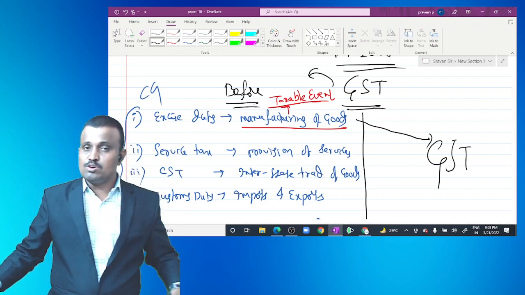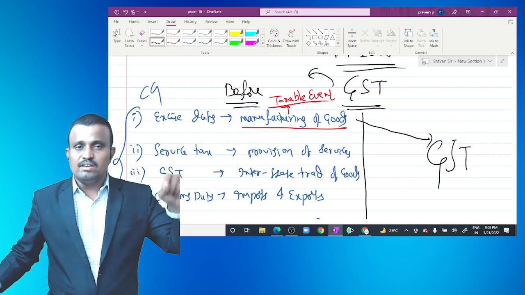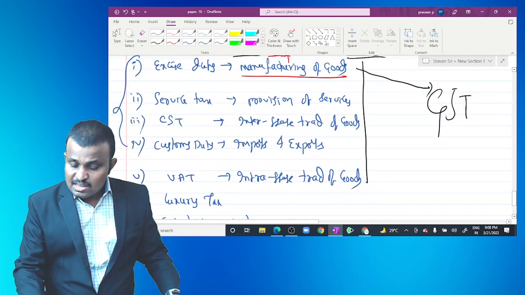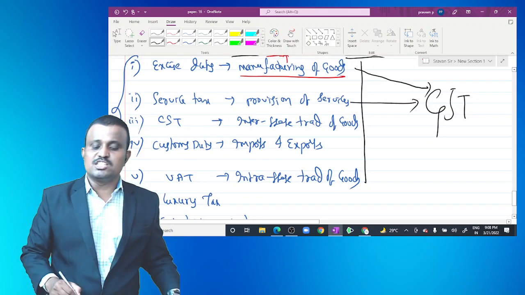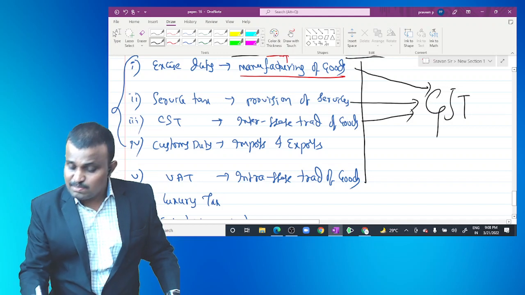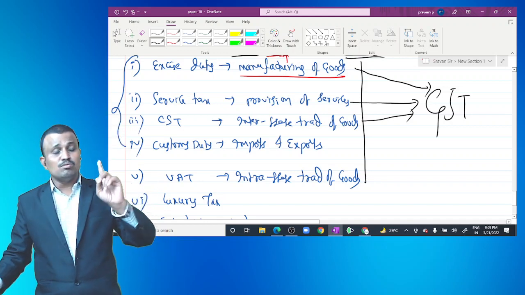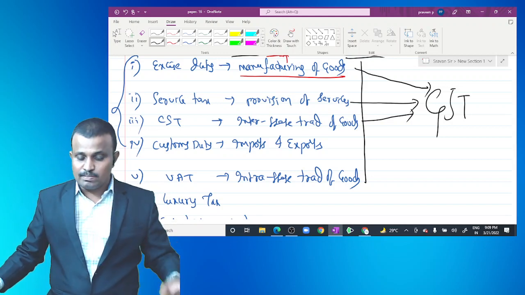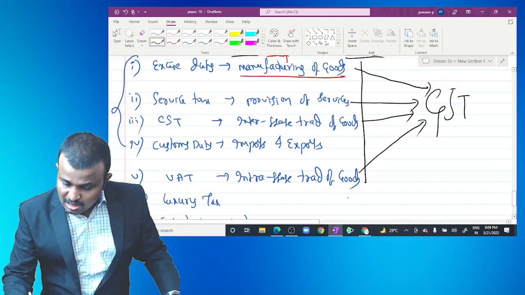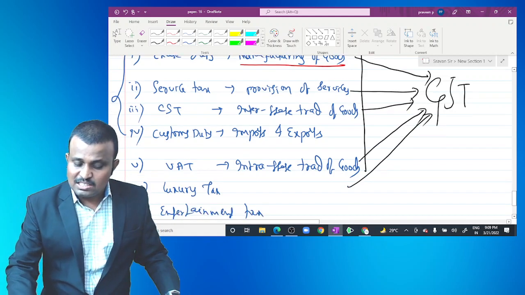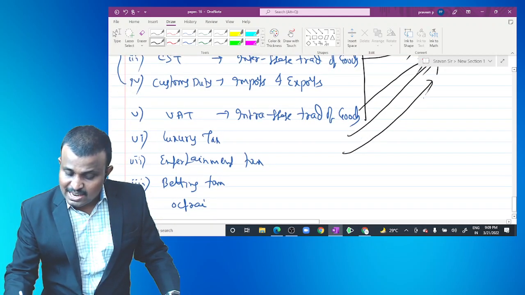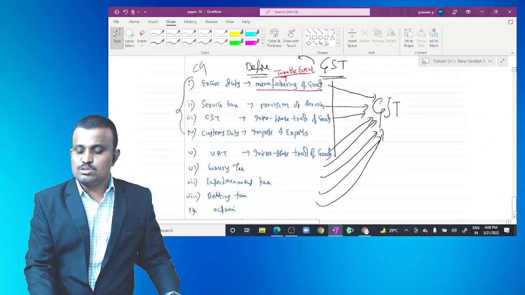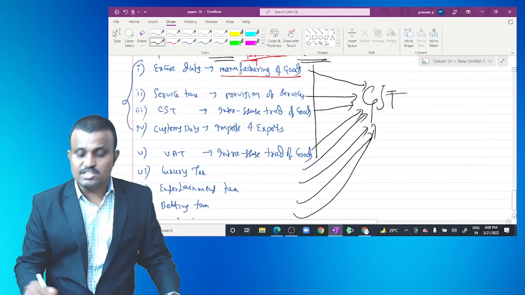On alcohol meant for human consumption, even till the day we impose, the state government imposes state excise duty. And service tax is completely subsumed under the purview of GST, and CST too. Remember one thing, CST is the only tax which was levied by the central government but administered by the state government. And VAT is subsumed, luxury tax is subsumed, entertainment tax is subsumed, betting tax is subsumed, and octroi is also subsumed under the purview of GST.